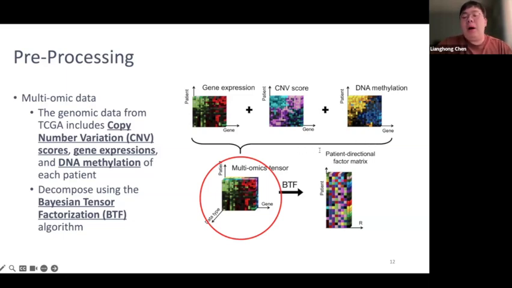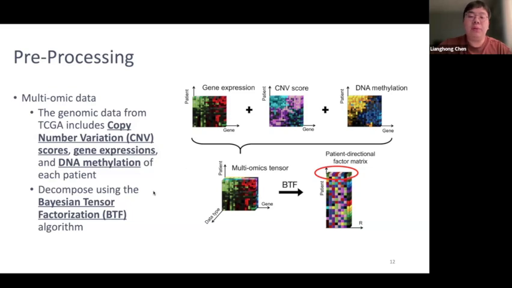Then we use the Bayesian tensor factorization method to decompose the 3D tensor and get a 2D tensor. Each row of the 2D tensor represents decomposed multi-omic data for a patient. This decomposed multi-omic data later would be used as the prompt for the diffusion model. We process our genomic data in this way because genomic data is sparse and noisy. Using a Bayesian tensor factorization method to decompose the tensor can improve the accuracy and computational efficiency of the model.